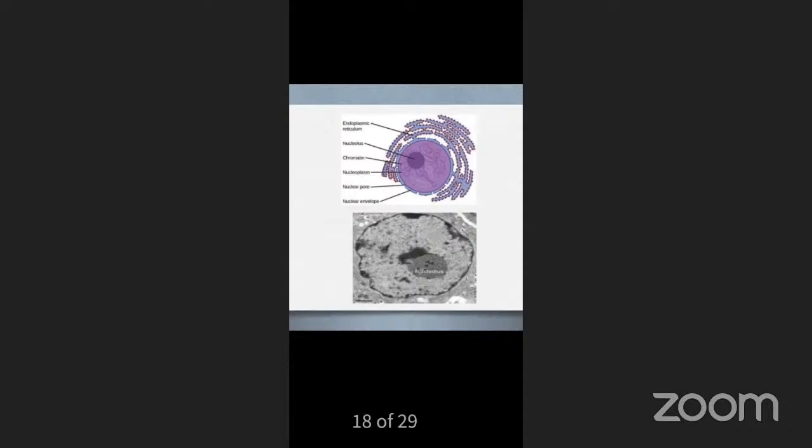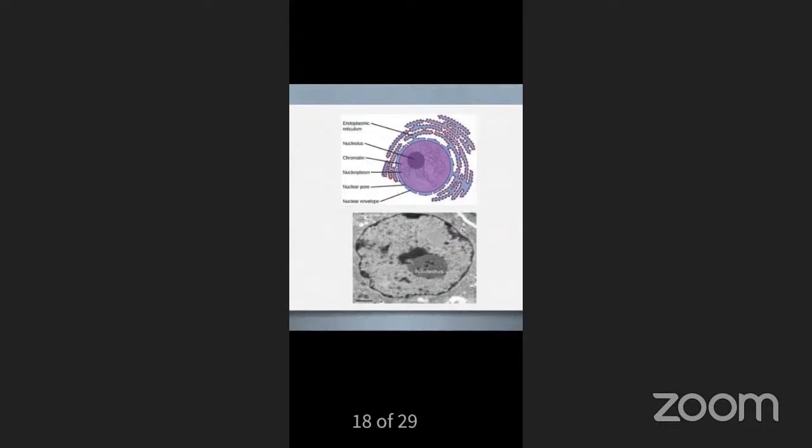Pyrimidines consist of a six-membered pyrimidine ring. Pyrimidines are of three types: cytosine, thymine, and uracil. In DNA, thymine and cytosine are present, whereas in RNA, instead of thymine, uracil is present. Those are the pyrimidines.